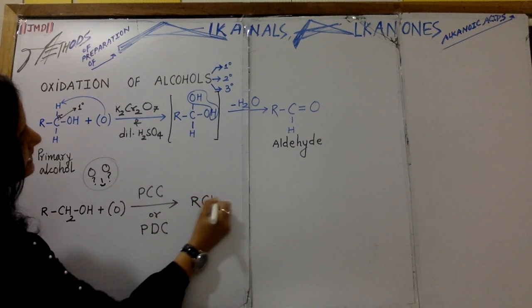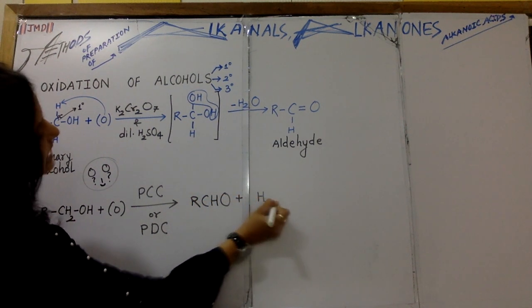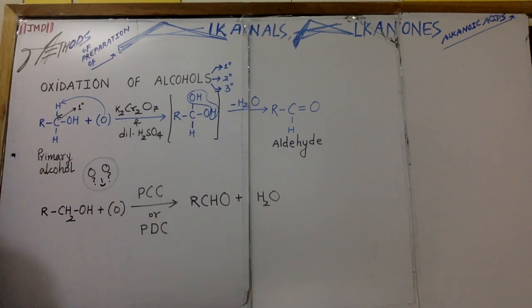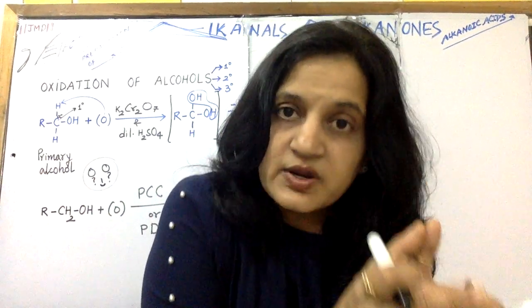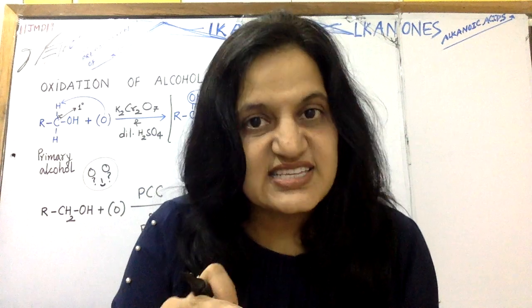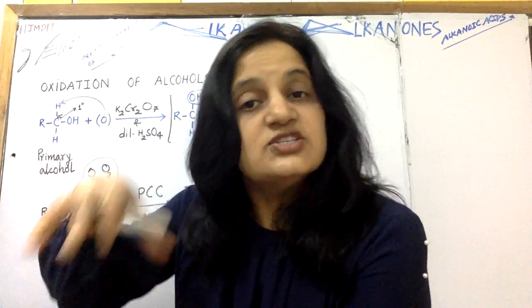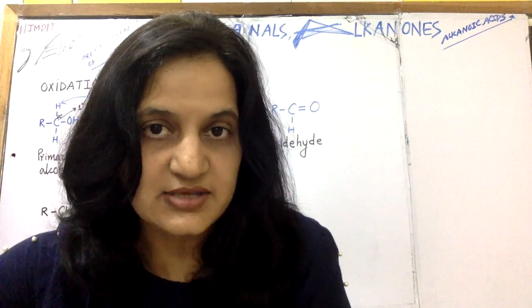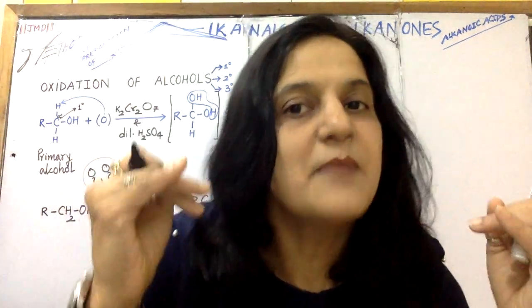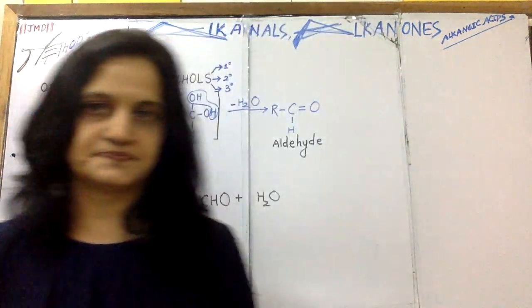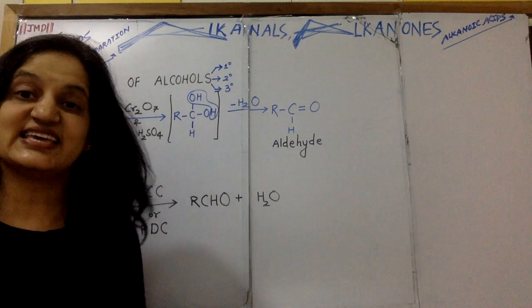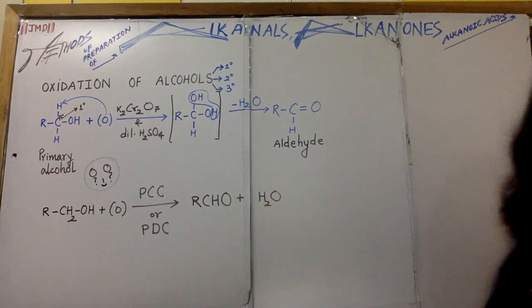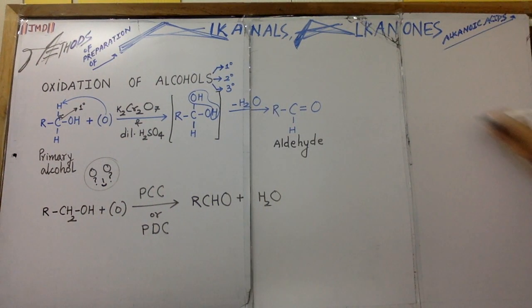And then we get aldehydes, and the aldehydes do not further get oxidized with PCC or PDC to carboxylic acid. What I'm saying, primary alcohol on oxidation with PCC or PDC gives an aldehyde, and the aldehyde so obtained does not get further oxidized to carboxylic acid. That means PCC and PDC are mild oxidizing agents. And now the very important thing that comes to mind is, what is PCC and what is PDC, correct? So I'm writing here PCC and PDC.